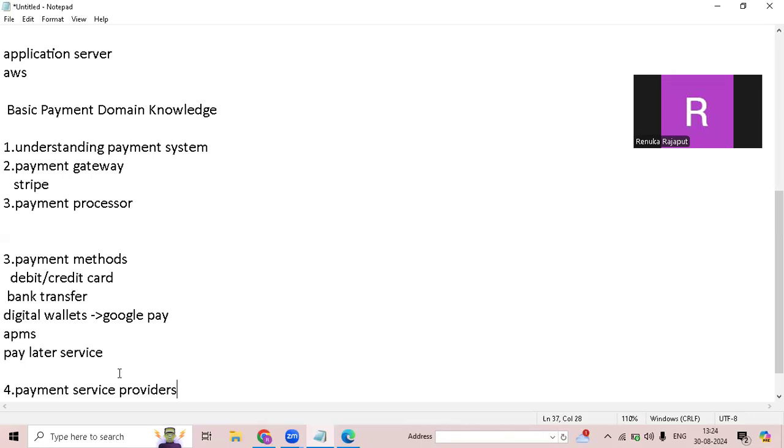So here payment service providers provide the necessary infrastructure, handling APMs, ensuring compliance and managing security. So it is very important here, the PSP. Now our project is mainly integrating with PSPs only, that is Stripe. So let's understand the key features of the payment system.